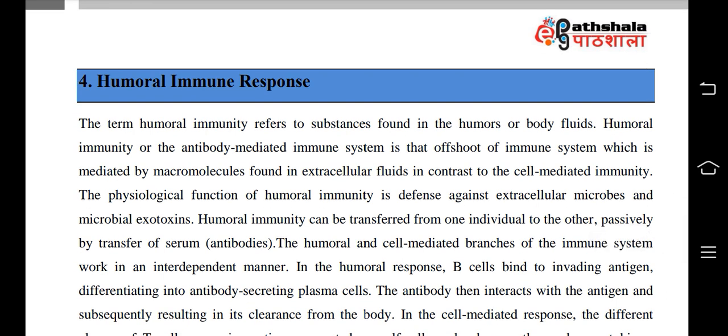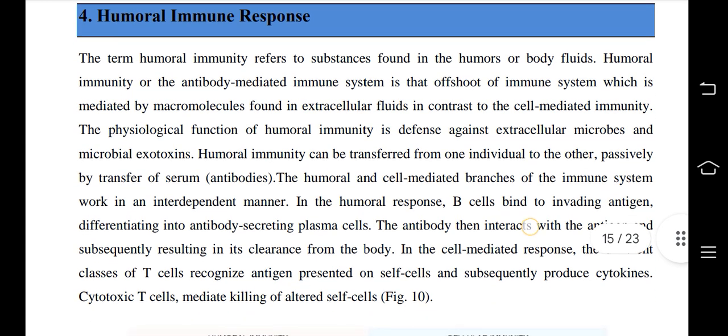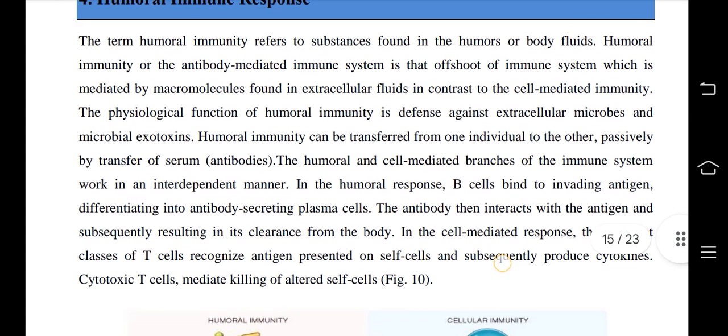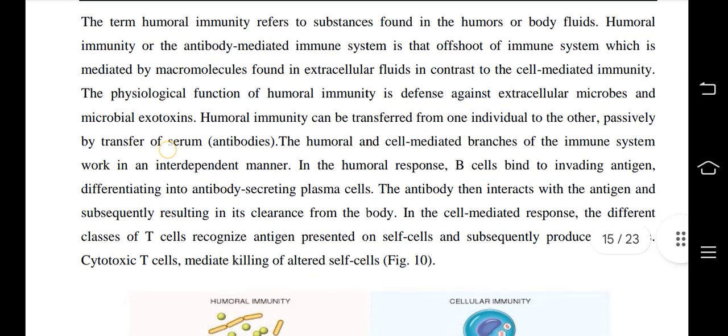Next, humoral immune response. The term humoral immunity refers to substances found in the humors or body fluids. Humoral immunity, or the antibody-mediated immune system, is that offshoot of the immune system which is mediated by macromolecules found in extracellular fluids, in contrast to cell-mediated immunity. The physiological function of humoral immunity is defense against extracellular microbes and microbial exotoxins. So, humoral immunity can be transferred from one individual to another passively by transfer of serum antibodies.